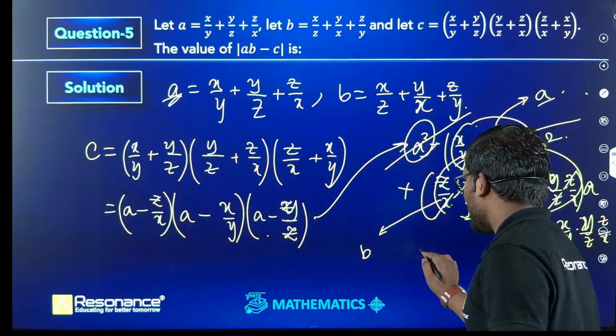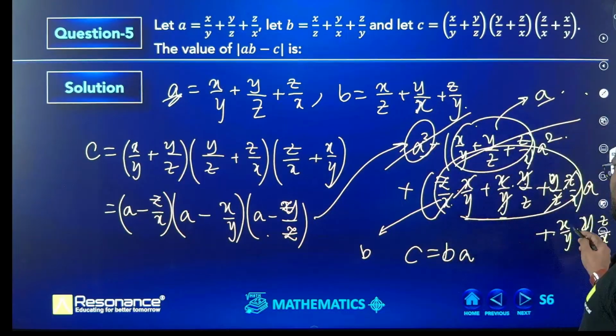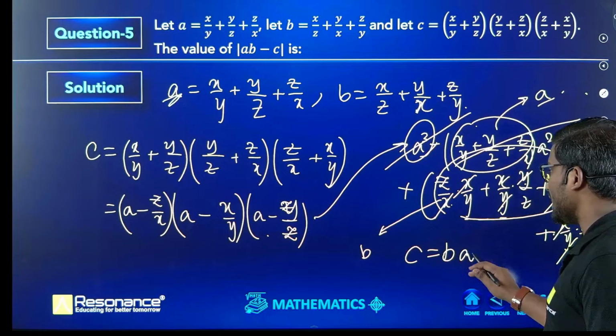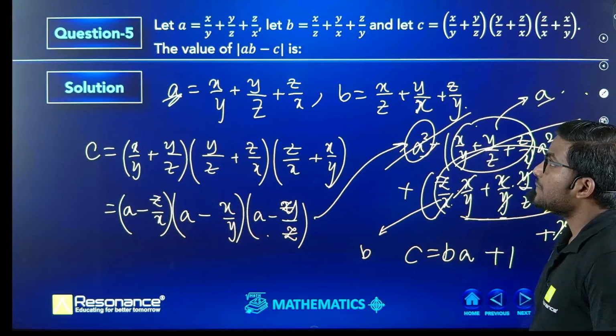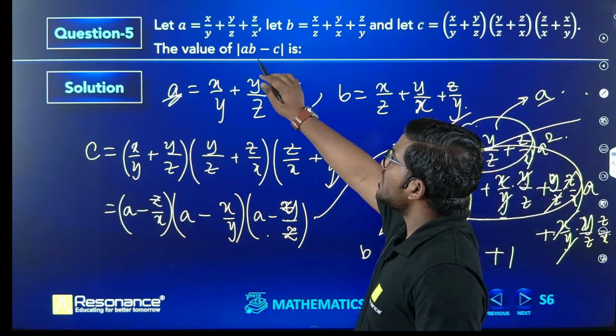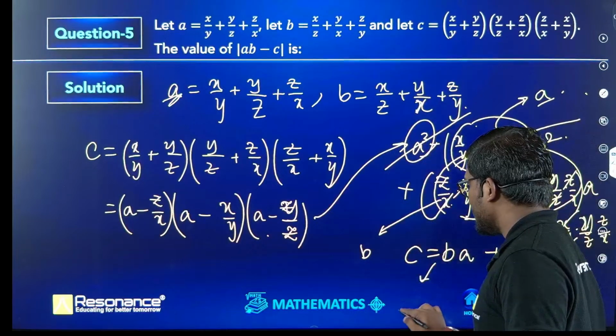So what we have is C equal to B into A, and this turns into x getting cancelled, y getting cancelled, and z getting cancelled. So C equals BA plus 1. Now what we're asked is the modulus of AB minus C. So from here it's very obvious the answer is 1.